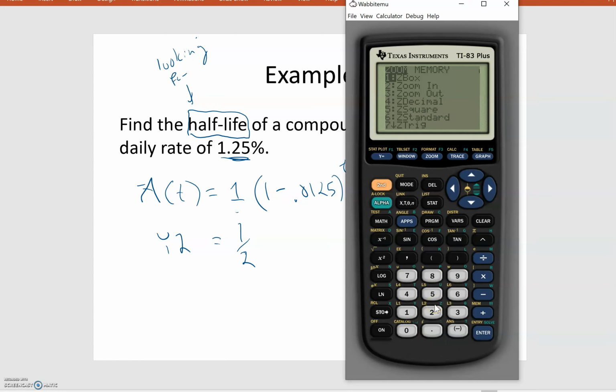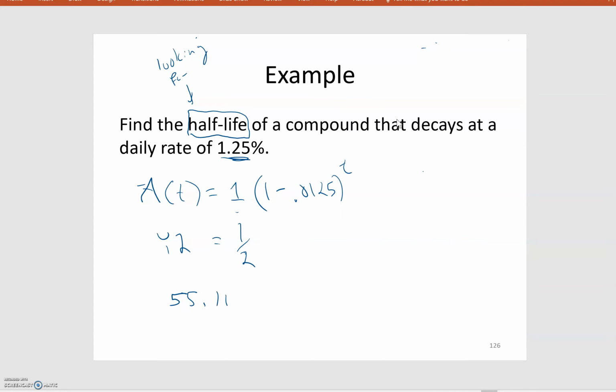Now I'm doing calc or zoom fit, and then I'll do calc intersect. Okay. And we find our intersection point is 55.10. So that's our half-life, in days.